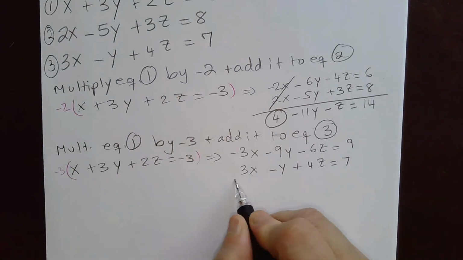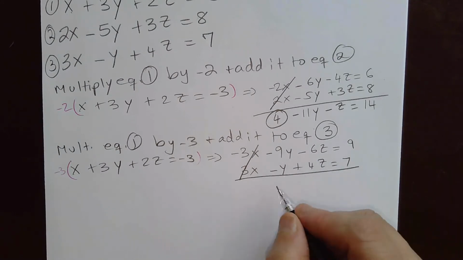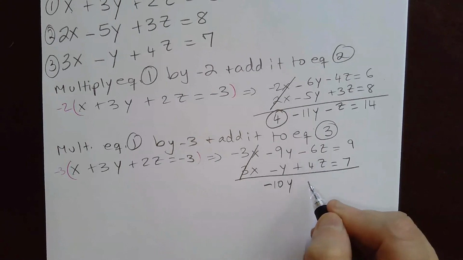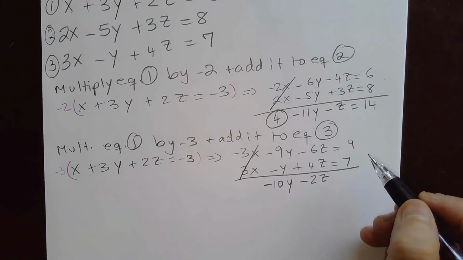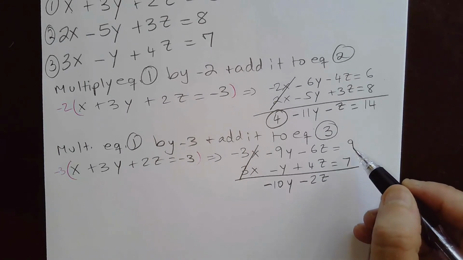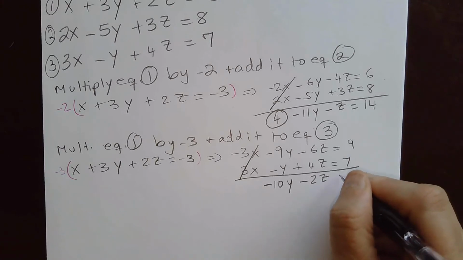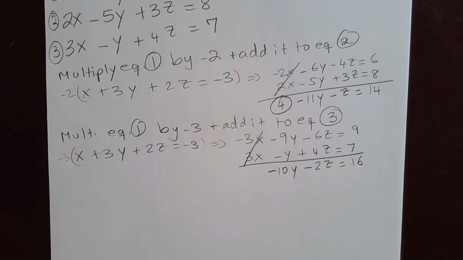When we add them, the x is going to cancel. -9y minus y will give me -10y. -6z plus 4z is minus 2z. And you're going to add 9 with 7, we're going to get 16. Okay, so this is equation 5.